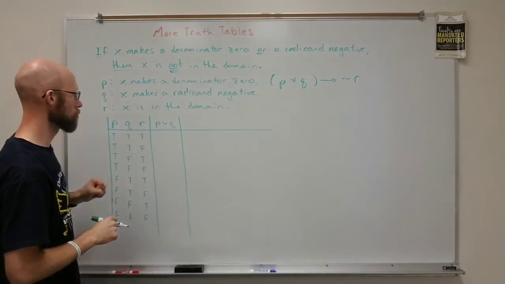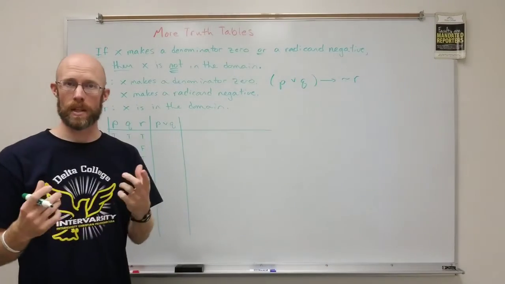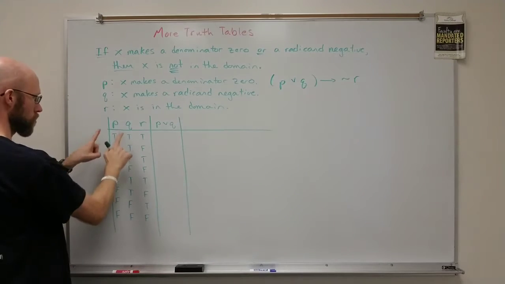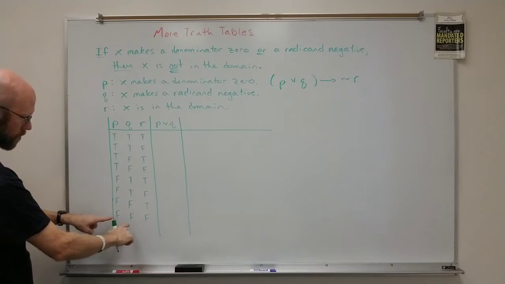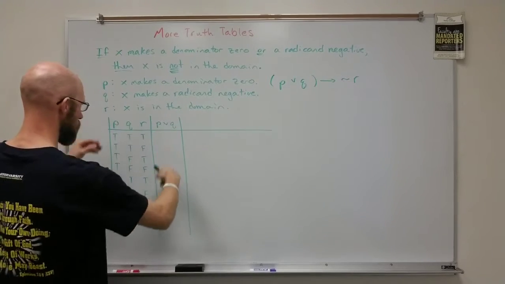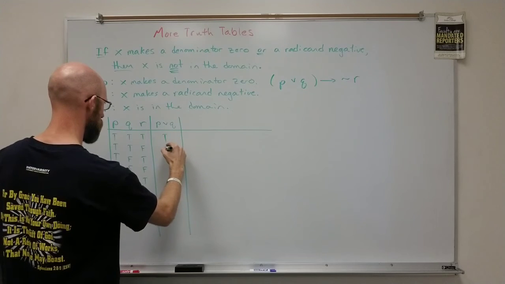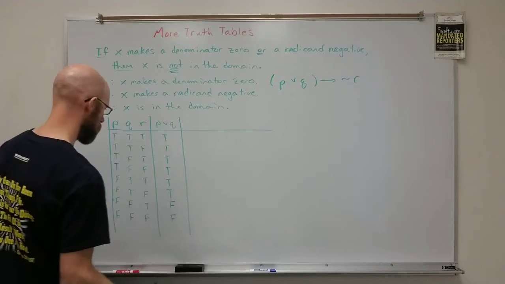So P or Q, remember, disjunction is false when both are false. Everything else will be true. So just looking at P and Q, where's it false, false? The bottom 2, right? So the bottom 2 rows are going to be false, and everything else will be true. So as long as one of those 2 is true, the whole thing will be true.